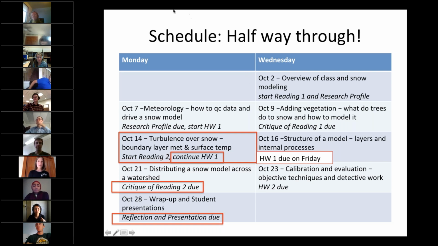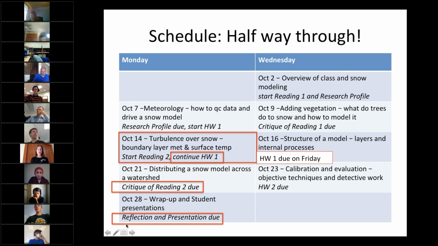I always thought the quarter system was fast, and then I started doing CUAHSI classes and they make the quarter system seem long and luxurious. So I also recommend that you make sure you start reading 2. One week from today, the critique of reading 2 will be due. Reading 2 is a little bit less dense than the first reading. And then 2 weeks from today, your reflection will be due and your final presentation.